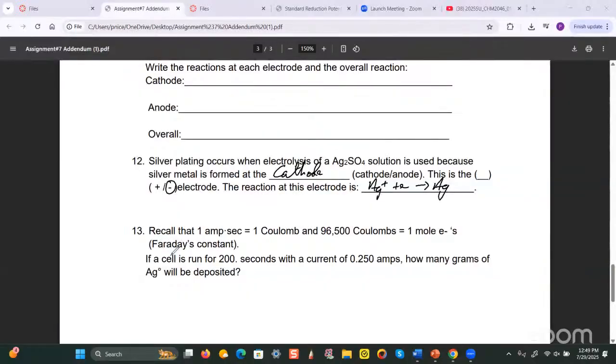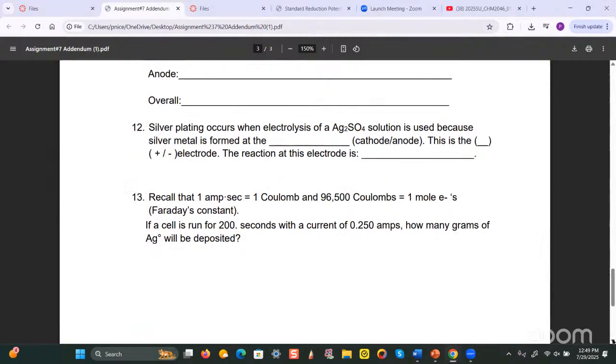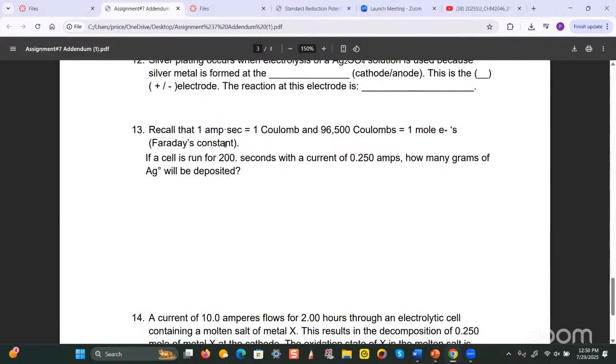The next question is a more quantitative one. Recall that 1 ampere second is the same thing as 1 coulomb, which we talked about earlier. And Faraday's constant is 96,500 coulombs, which is the charge carried by 1 mole of electrons. So the question says, if a cell is run for 200 seconds with a current of 0.250 amperes, how many grams of silver solid will be deposited?